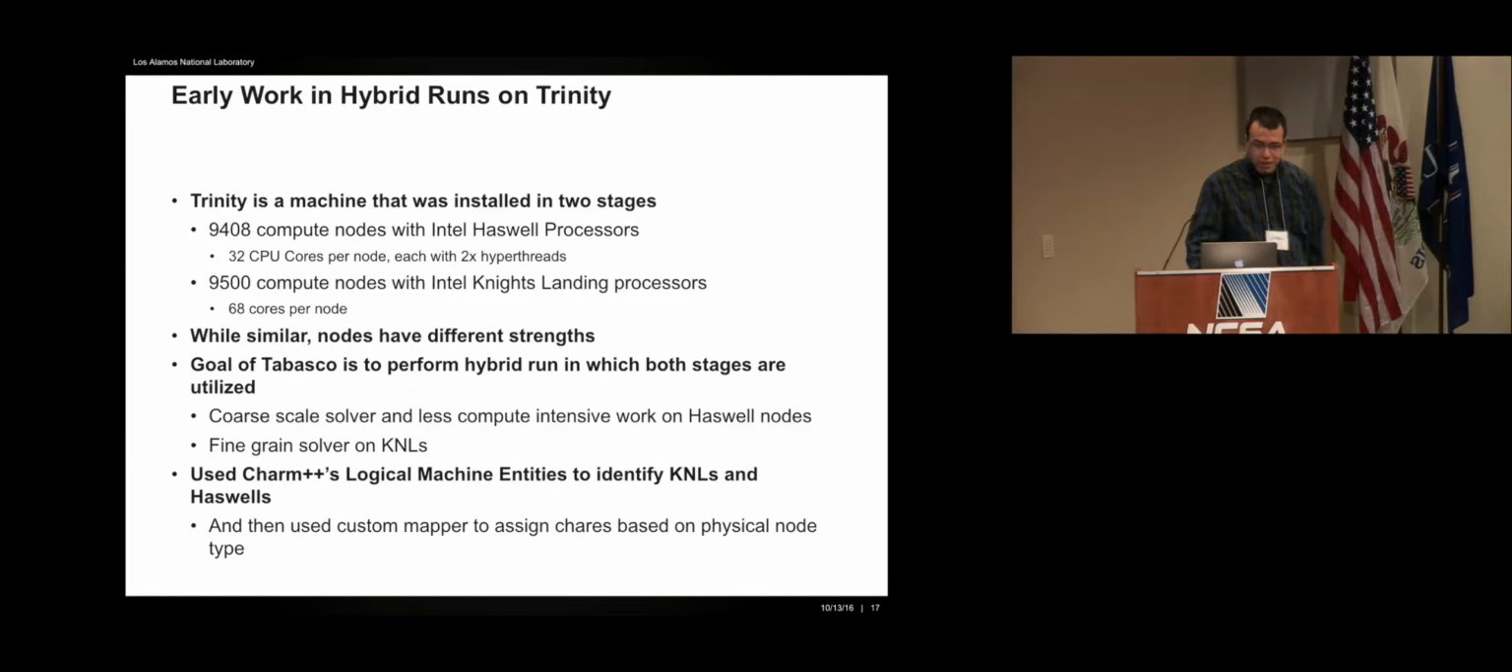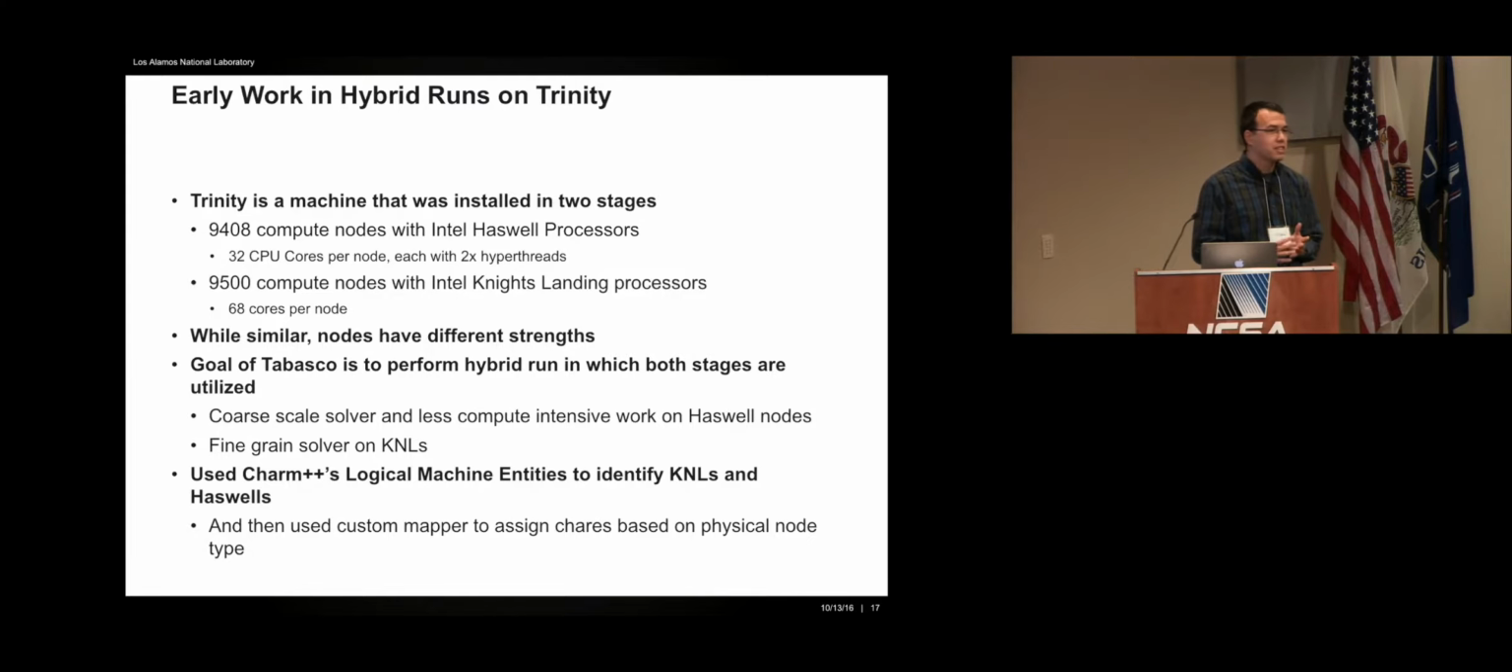And the more important, more interesting part, at least I'd say, was the early work on the hybrid runs. As mentioned, Trinity is a machine of 2 stages and 2 types of nodes. It actually has far more than 2 types of nodes, but we only care about 2 of them. You have the Haswell nodes. We have roughly 9,408 of those. Each of them is a dual socket Haswell. And we have 9,500 Knights Landing nodes.